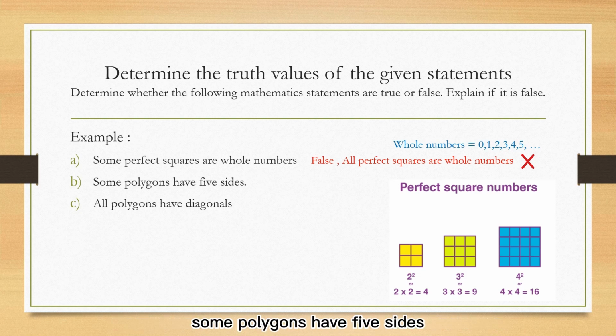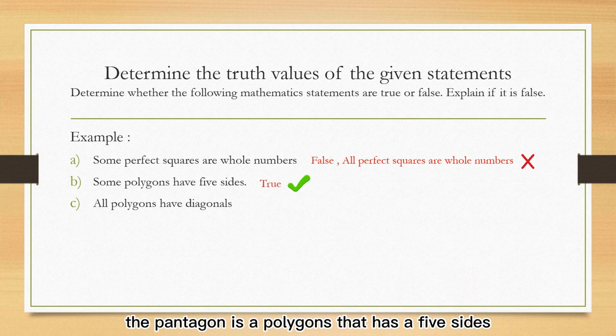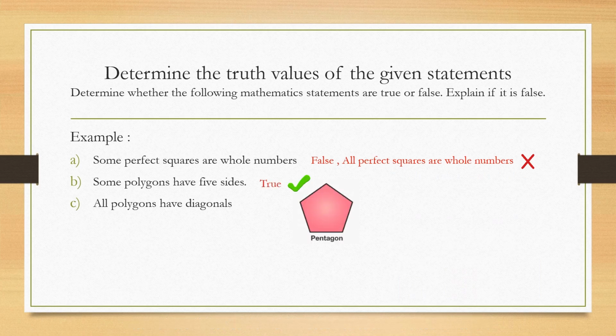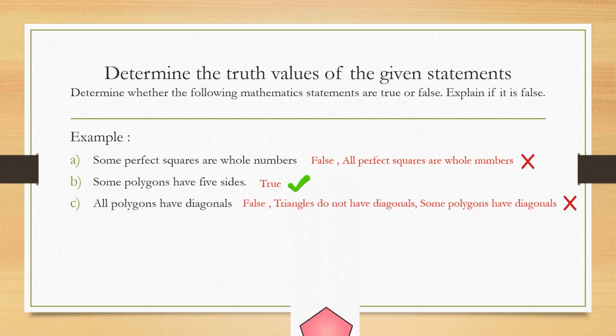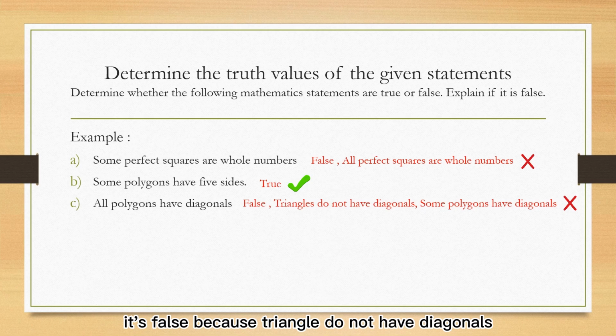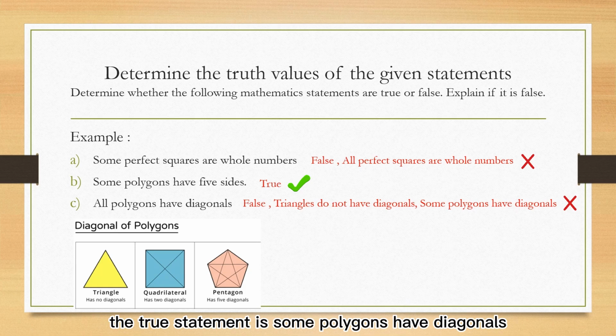Perfect square numbers such as 2, 3, 4, and so on. Question B. Some polygons have 5 sides. Yes, it is true. The pentagon is a polygon that has 5 sides. Question C. All polygons have diagonals. It is false, because triangles do not have diagonals. The true statement is: some polygons have diagonals.